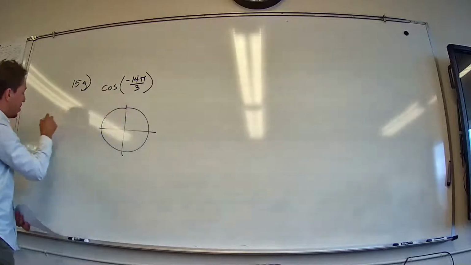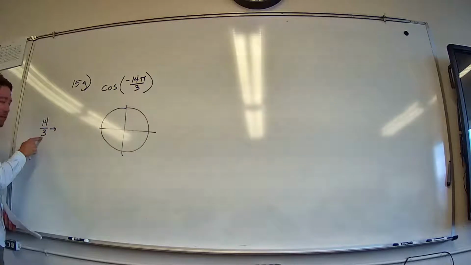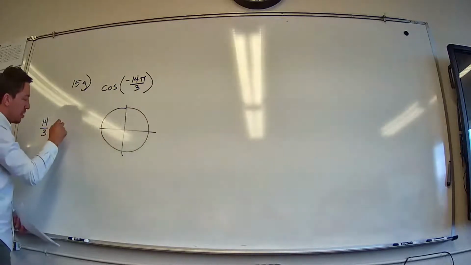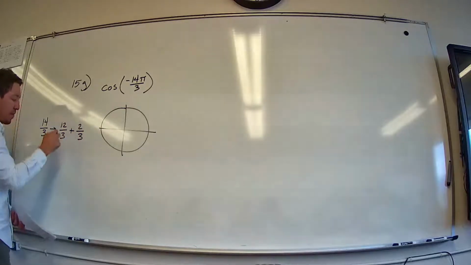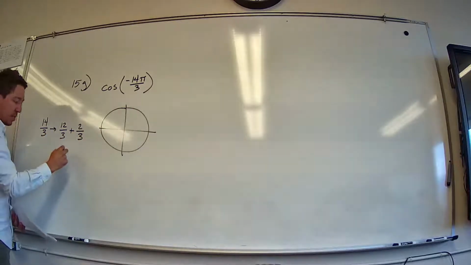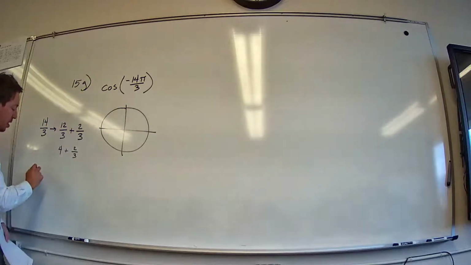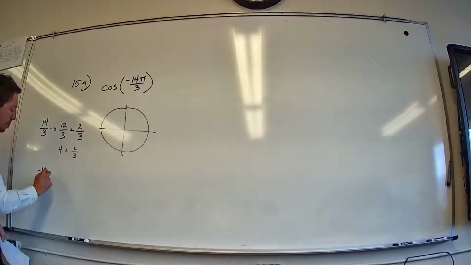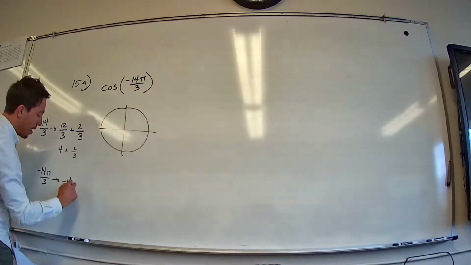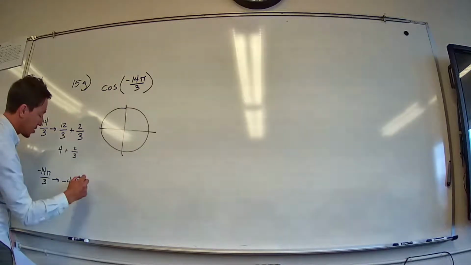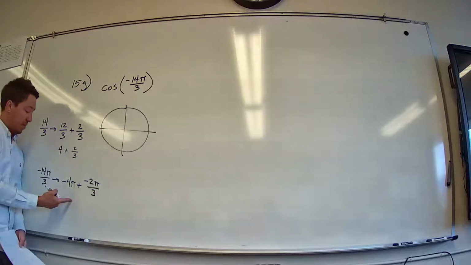I want to show you though, especially if it's a bigger number, it's often a good idea to say, well, 14 thirds is 12 thirds plus 2 thirds. So this would be 4. What you can do is think about how negative 14 pi over 3 is the same as negative 4 pi over 3 plus an extra negative 2 pi over 3. Does that make sense why that would be useful?